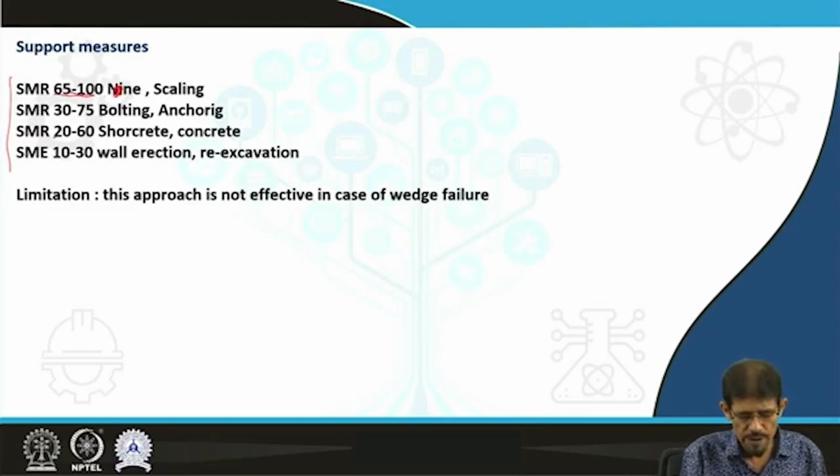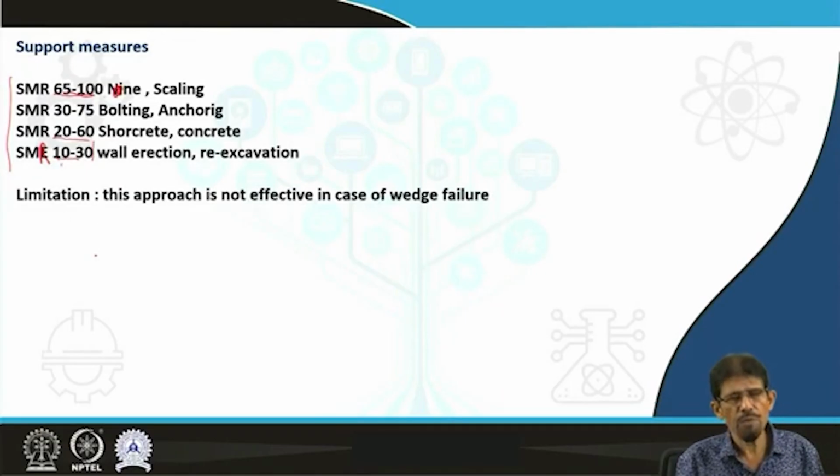However, slope mass rating ranging between 20 to 60 requires shotcrete protection and placing of concrete in such kind of slope where the rock mass is showing SMR value 20 to 60. The SMR value 10 to 30 is problematic and requires wall erection and re-excavation for modification of slope, and a protective wall to protect the area having this value.